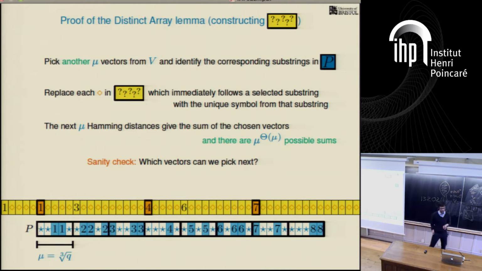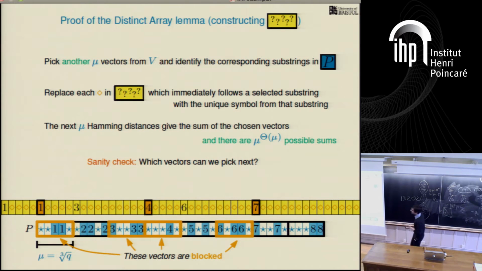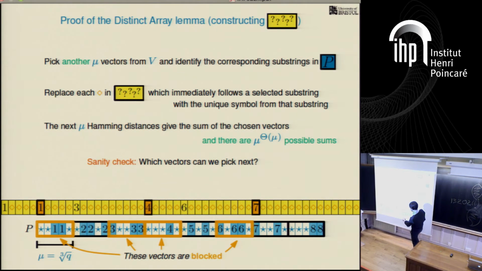OK, sanity check. Which vectors can we actually pick next? I actually can't pick any of these vectors because they are blocked, since these spaces are already filled. If I now change these things, I'd change the previous Hamming distances. I can't do that. It mucks up the argument. So actually, what I've said so far doesn't work because some of the vectors get blocked. Every time you fill some stuff in, you're essentially blocking some vectors that you could have picked. So each round, each time you do this game, you block mu of the mu squared vectors.